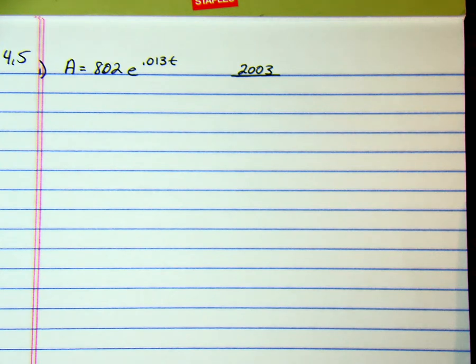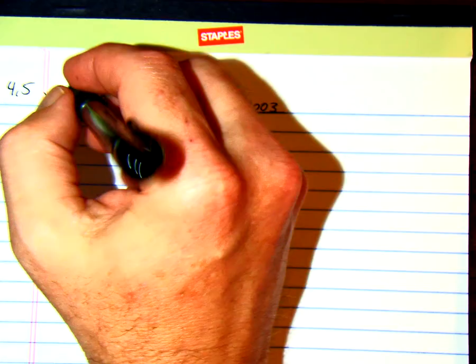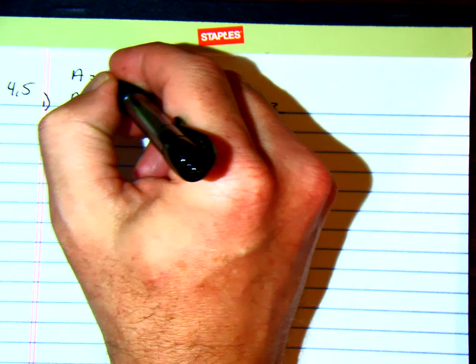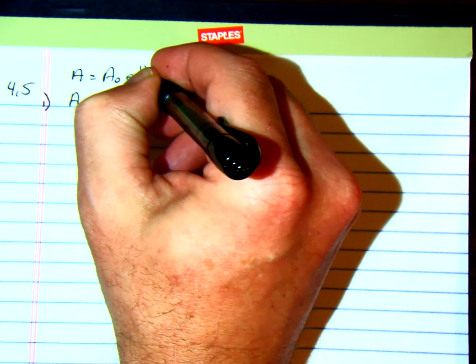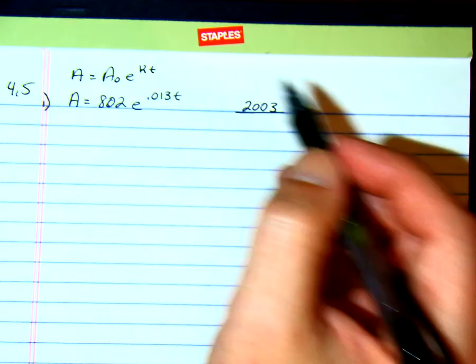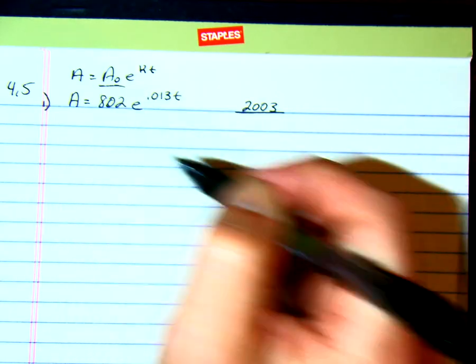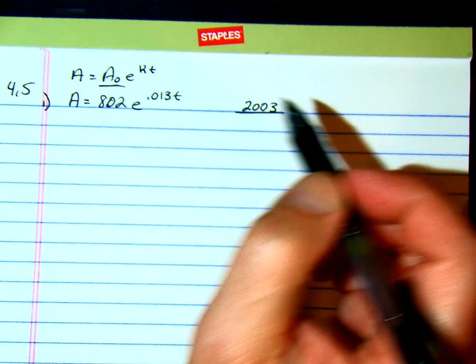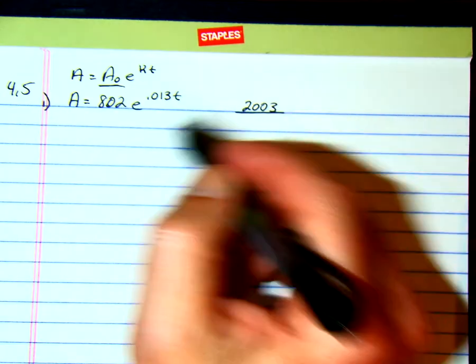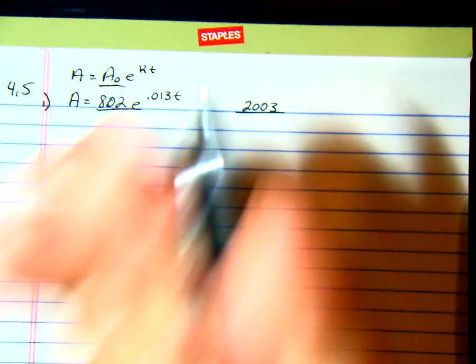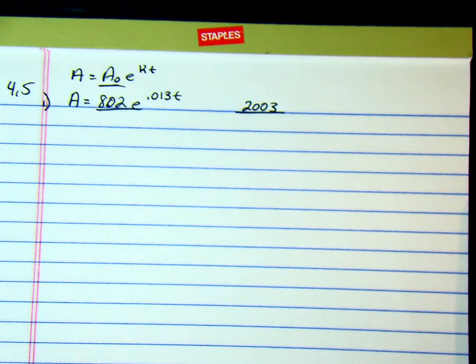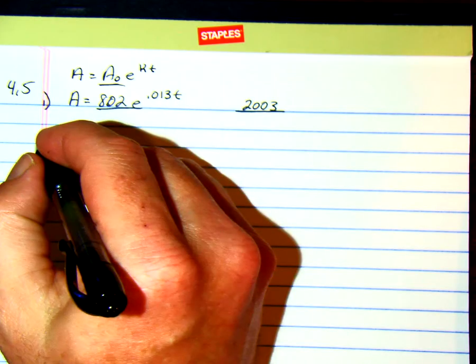Wow. The first one is muy simple. It wants to know what is the population in 2003. So what we have to remember is this is falling into our exponential growth and decay model. So here it is. A equals A sub naught e to the kt. A sub naught is your original amount, and since they're asking me what is the population of the country in 2003, it's going to be 802. There really isn't any work to this problem. Okay. So the first one took a minute and a half when it only needed to take 10 seconds. That's all right. Here we go.